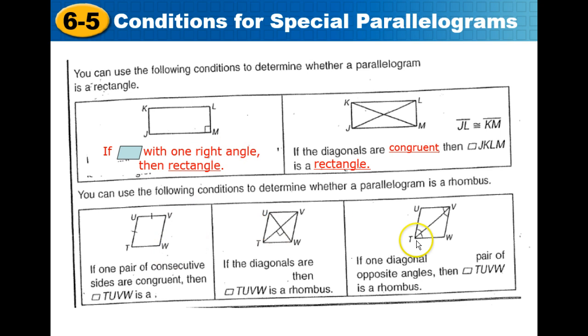In order to prove rhombus, which is the other special case we talked about yesterday, you need either one pair of consecutive sides being congruent, in other words, these two right next to each other, or you need the diagonals perpendicular, or you need one diagonal that bisects a pair of opposite angles. All three of these cases, you have a rhombus. So make sure all of the red that you see on the screen you have filled in on your notes.